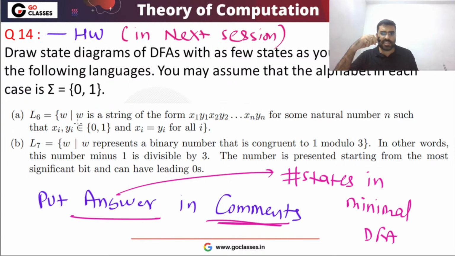What is this L6 saying? W is a string of the form x1 y1 x2 y2 through xn yn for some natural number n, such that xi and yi are symbols. Remember, xi and yi are symbols. And the question is saying xi is equal to yi for all i. Very simple question. So tell me, did you try this question?